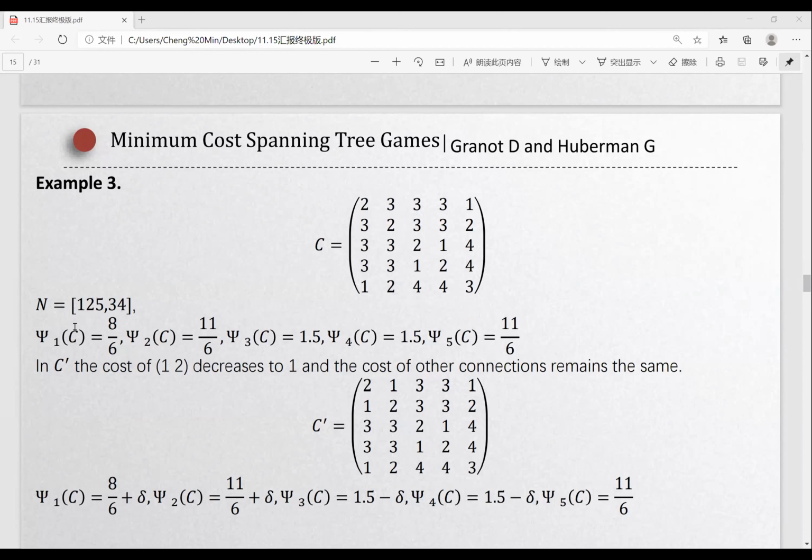So we can see each player's Shapley value like this. In C apostrophe, the cost of 1, 2 decreases to 1, and the cost of other connections remains the same. Both 1, 2 and 3, 4 are relevant. We can see the Shapley value has been changed.